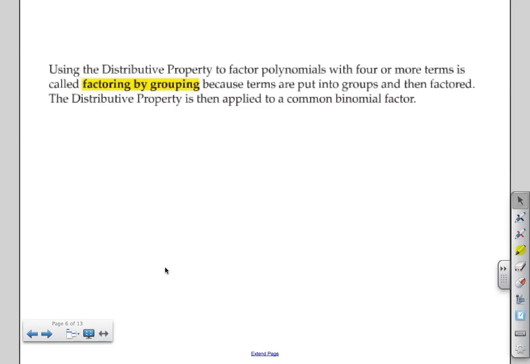Okay. To factor polynomials that have 4 or more terms, you're going to do something called factoring by grouping. And that was another one of our vocabs if I'm not mistaken. So factoring by grouping is when you factor a polynomial that has 4 or more terms and you put them into groups, and then they're factored. Let's look and see what that means.